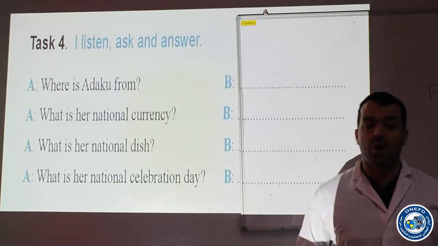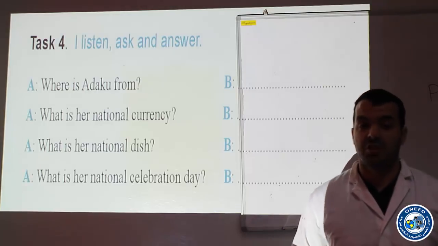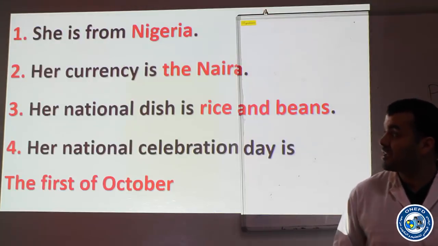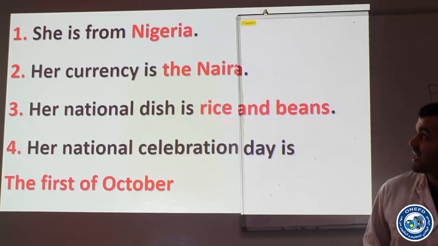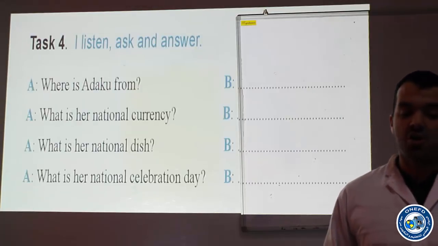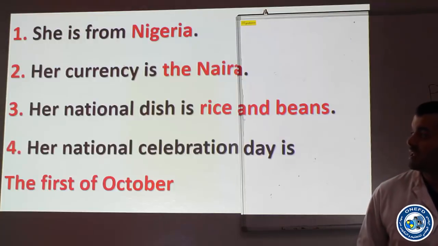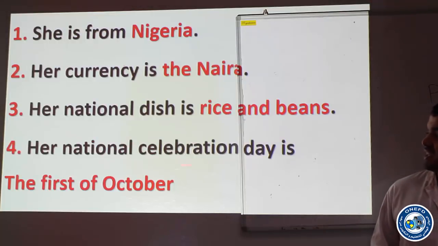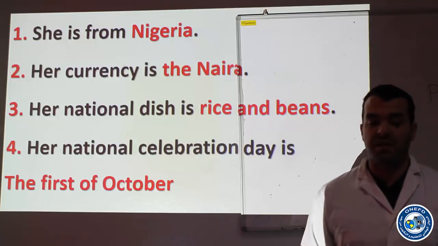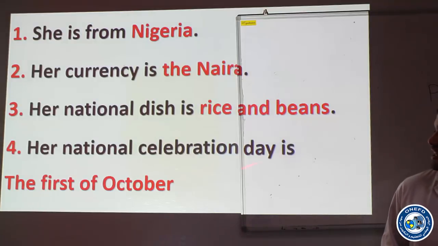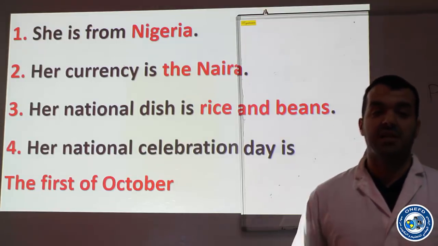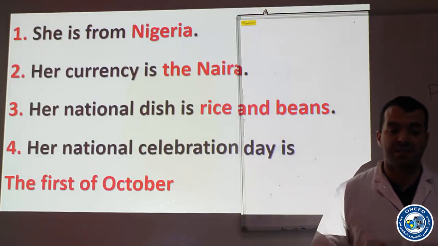Number three: what is her national dish? Her national dish is rice and beans. The last question: what is her national celebration day? Her national celebration day is the 1st of October. Please, my dear pupils, write down the correction.